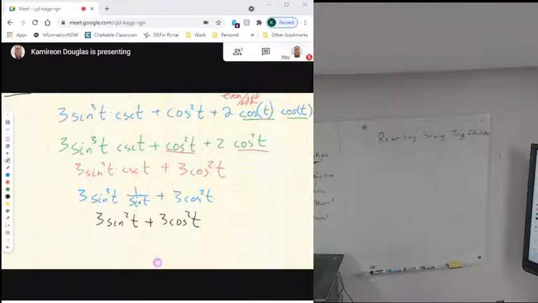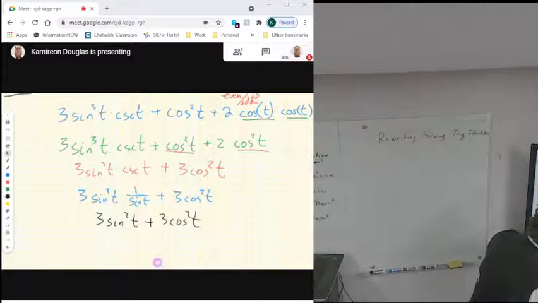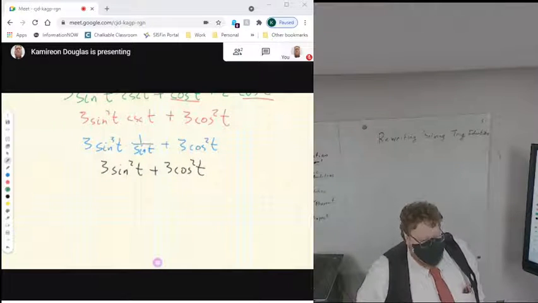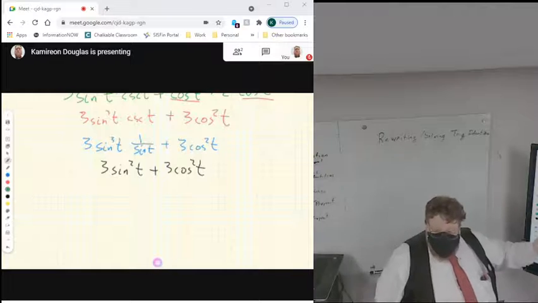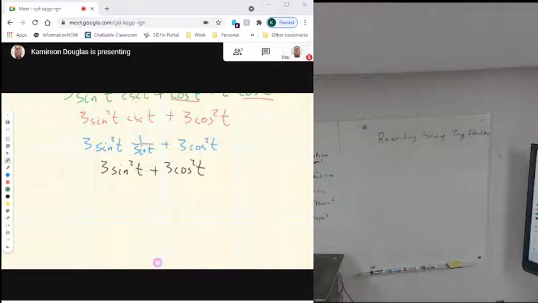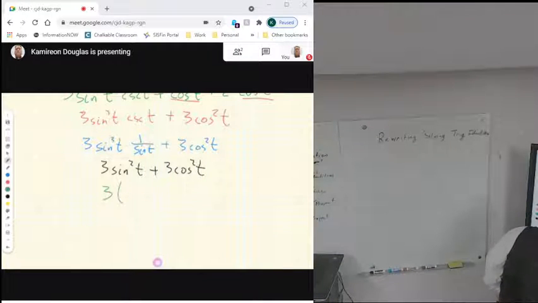I know for a fact there's one more thing. Squared, so it equals 1. So I have to do some changes here. If you look at your Pythagorean identities, you might notice that there's something similar here. So I'll factor out a 3. And what's left behind? Sine squared of t plus cosine squared of t.